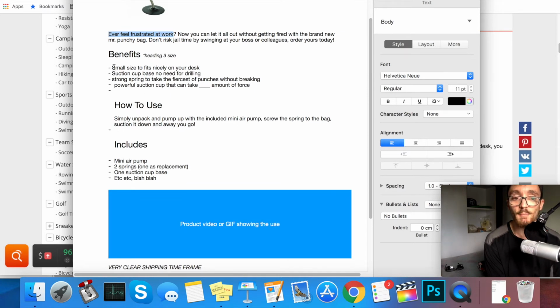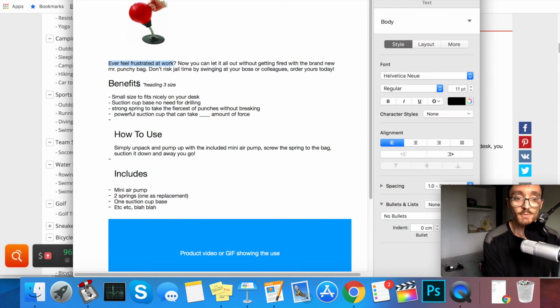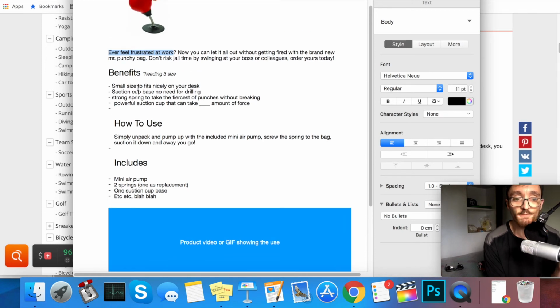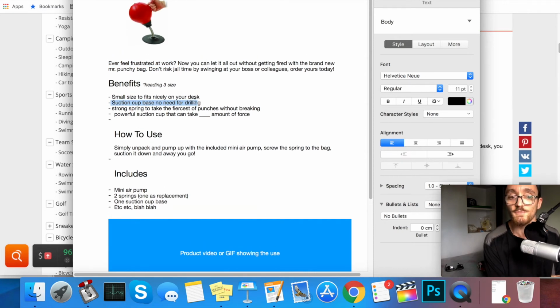And right here, I just made up some obstructions. I don't know if these are actual obstructions people have with the product, but small size so it fits nicely on your desk. Somebody might be viewing the product and think, oh, well, that's going to take up so much space on my desk. No, it has a small size so it fits perfectly. Suction cup base leaves no need for drilling. They might be thinking, oh, well, I got to drill into my desk. I don't want to buy it because I'll have to damage my desk.